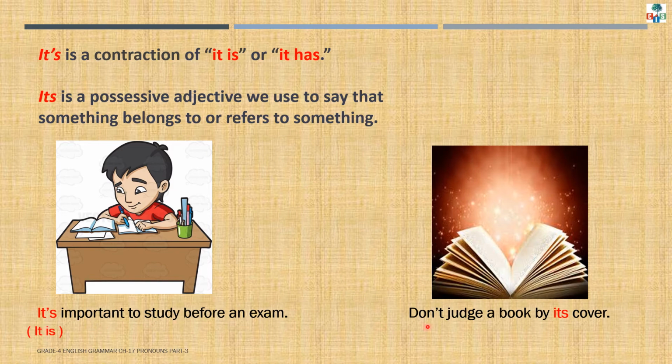Now see this example. Don't judge a book by its cover. Now here in this sentence, I have used its without an apostrophe. It means it is a possessive adjective. And after its, the noun is also there, cover. So it means it is not a possessive pronoun. It is a possessive adjective. Understood?